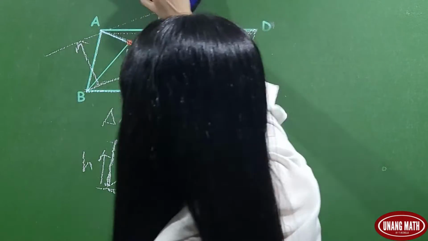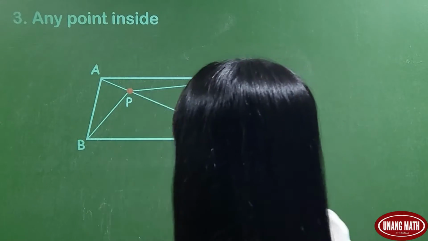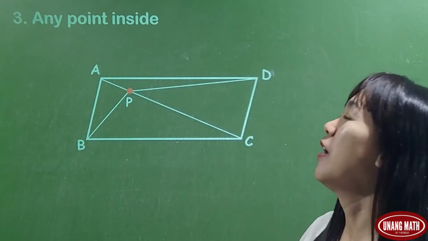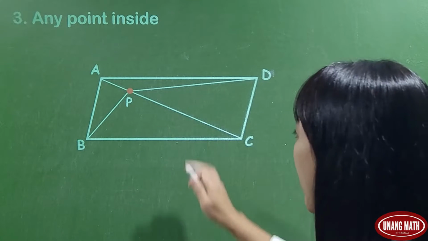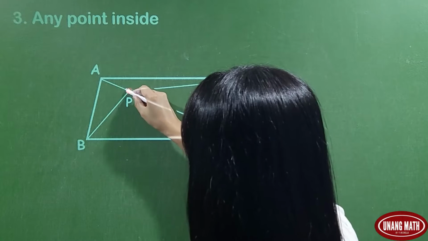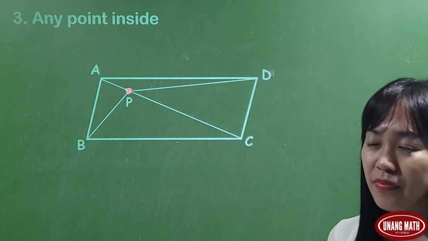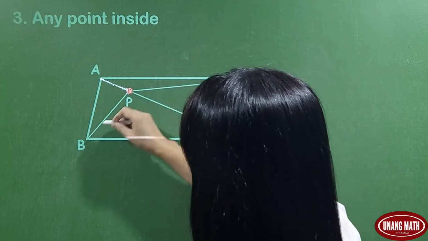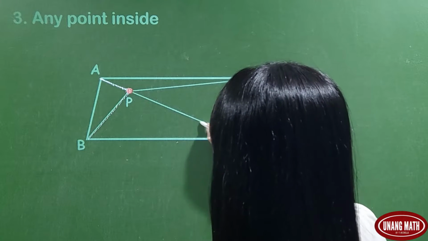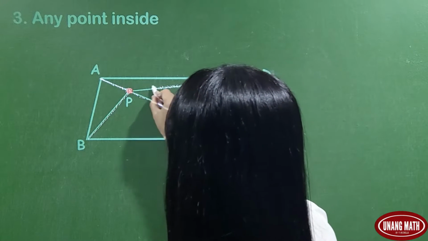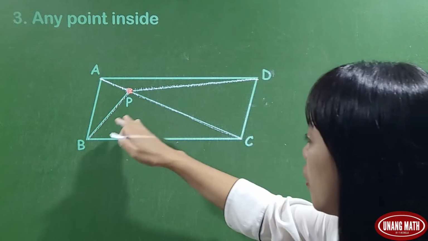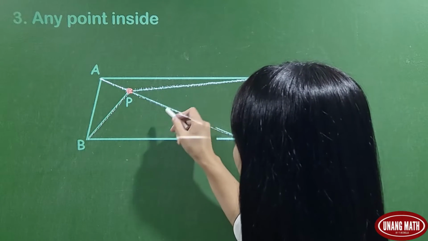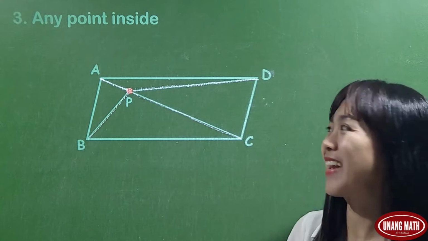Okay, for number 3, what about if there's a point or any point inside a parallelogram? So it's any point inside a parallelogram. And in this figure, the point is this point P. Okay, from the vertex to point P, let's draw a straight line. So here, this one, and this one. Okay, when we draw these four straight lines, then we created 1, 2, 3, 4 triangles.